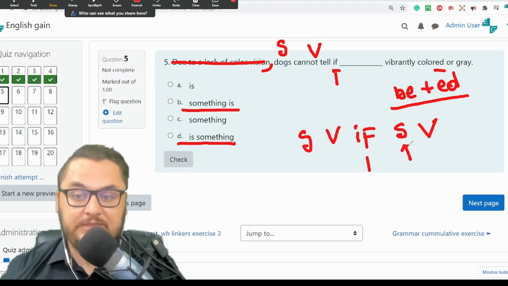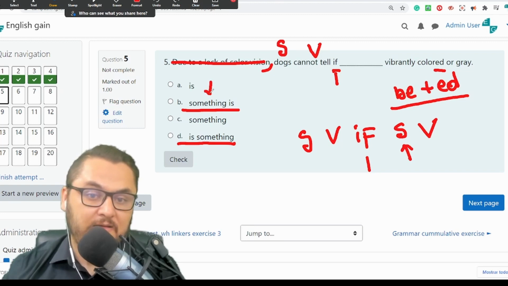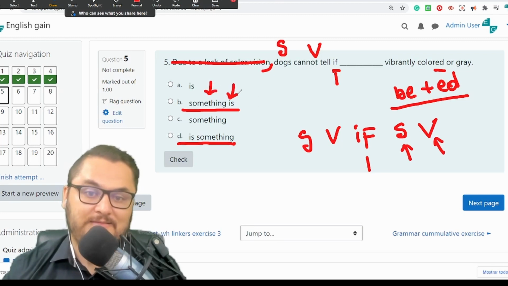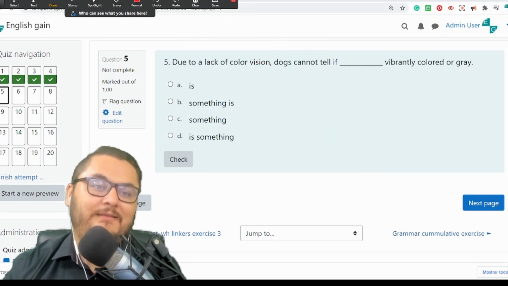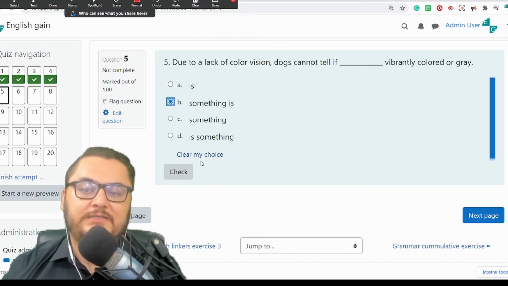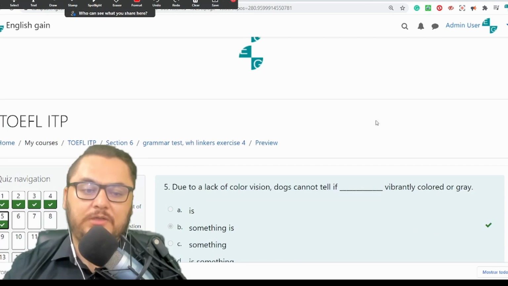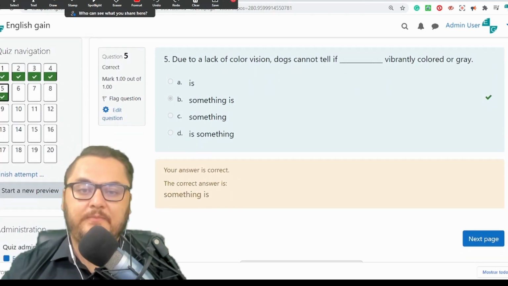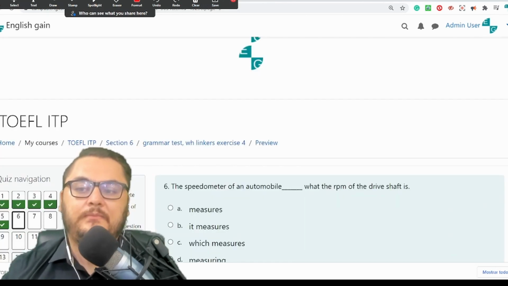I need a subject, which is something. And I need a verb, which is, which is why that's my answer. Something is vibrant brick color or gray.